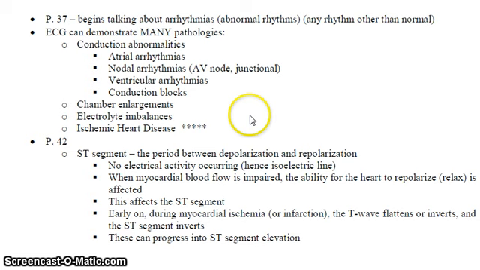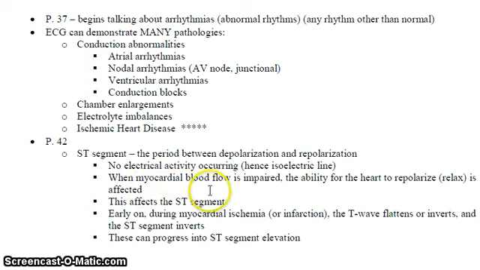And it talks about heart blocks beginning on page 40. But go ahead now and turn to page 42, and it talks about the ST segment. So again, that's an important segment in cath lab world. That is the period between depolarization and repolarization. So therefore there's no electrical activity occurring at that time, so therefore it's an isoelectric line. So it should be just a flat line along that center line.